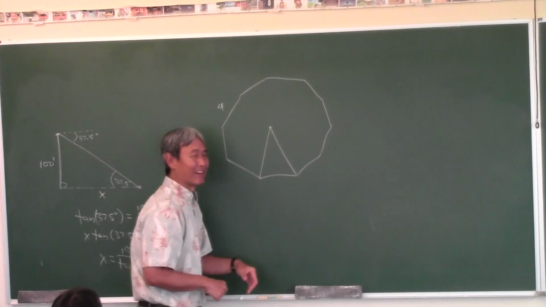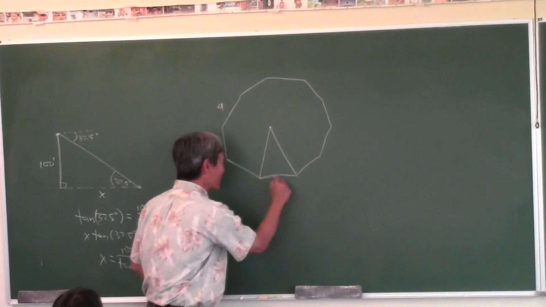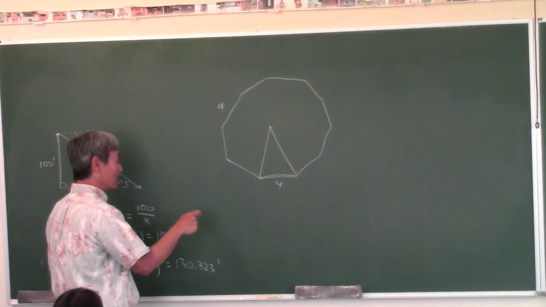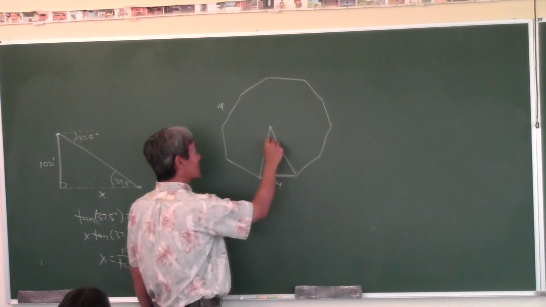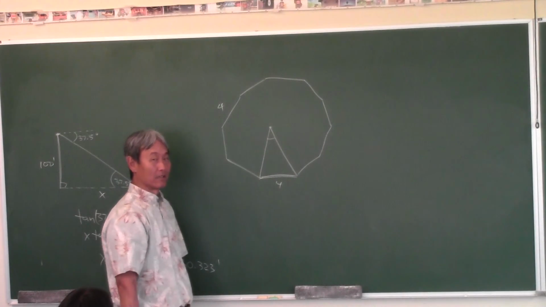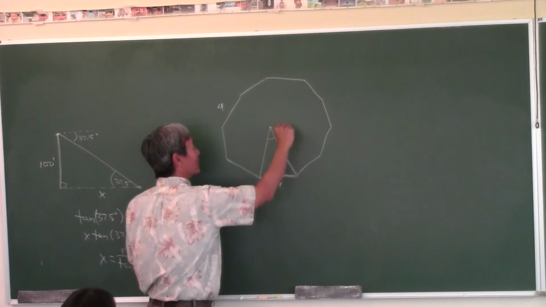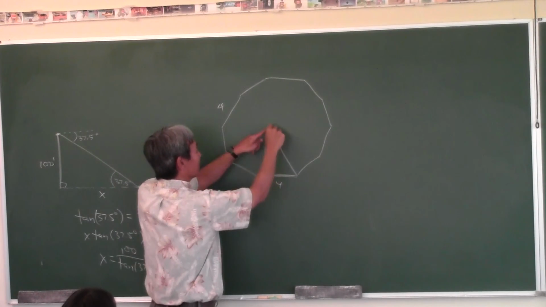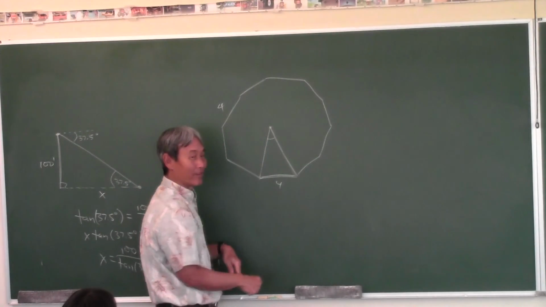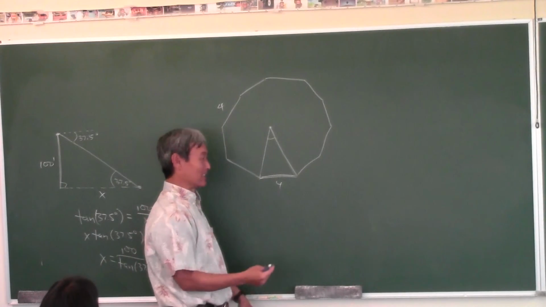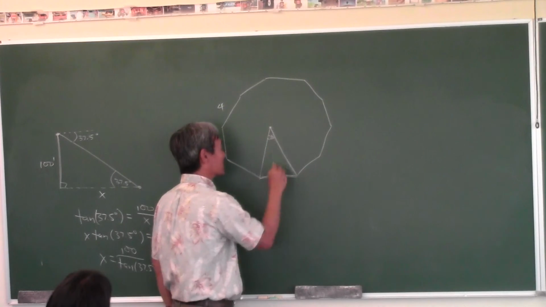Okay, but how do I figure out the area of this triangle, Mr. Park? All I know is this is 4. I don't know anything else. Yes, you do. Because look, what is this angle over here? How many degrees are there in a circle? 360, and then how many of these do I have? I have 10 of them. So what's 360 divided by 10? 36. So that's 36.